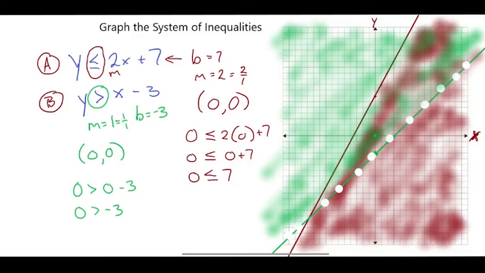And now you'll see that it is very clear where these two overlap. So I'll choose a color that is not red or green. I'll choose blue, and I'll color that in just so that we're clear which place includes all the solutions for our system of inequalities. And that's how you graph a system of inequalities, when the lines are written in slope-intercept form.